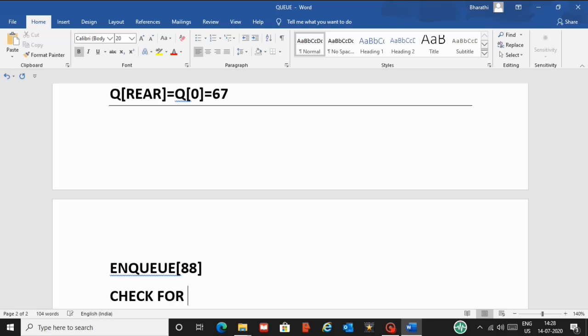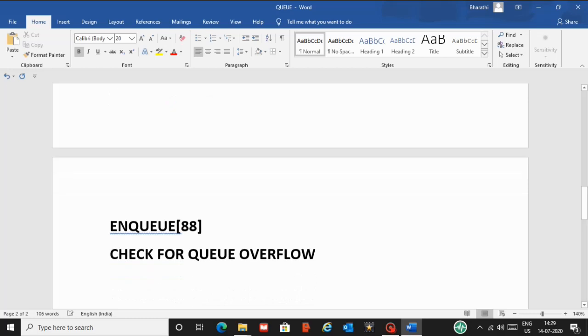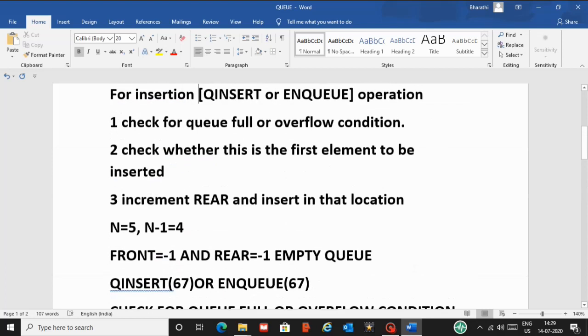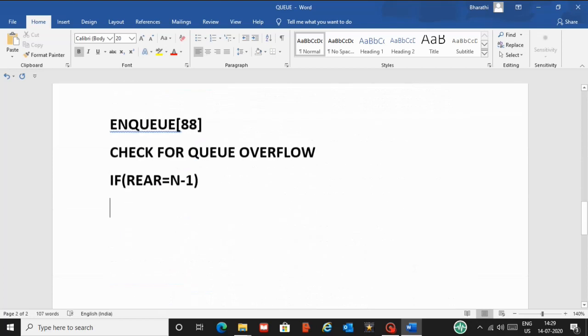Check for queue overflow. How do I do that? Check whether rear is equal to n minus 1. If the rear is equal to n minus 1, it means there are no other places in the queue. So check whether rear is equal to n minus 1. What is rear here? The value of rear is 0 and n minus 1 is 4. Not equal.